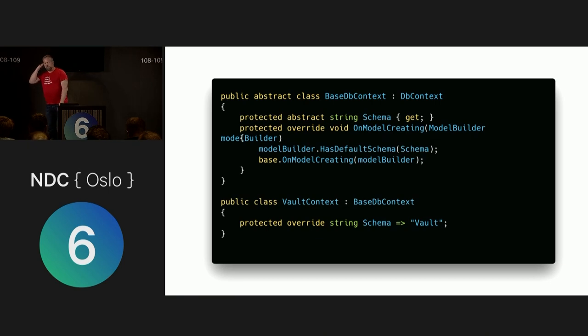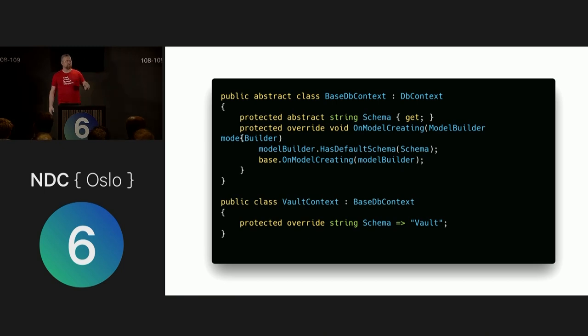We can do this by having, for instance, a base DB context. In this case, we have a base DB context with a protected abstract string called schema. And then we override OnModelCreating, where we can set the default schema on this context, on this model. And then on our vault context, we just set the schema to return vault. And we also get an error if we don't override it, because it's abstract, so it needs to be overridden. That's part of falling into the pit of success and guiding our developers into that path. Where, hey, if you're making a DB context, inherit from base DB context, oh, and you need to set the schema, oh, great, I'll set the schema. Okay, done. And now your context gets its own.